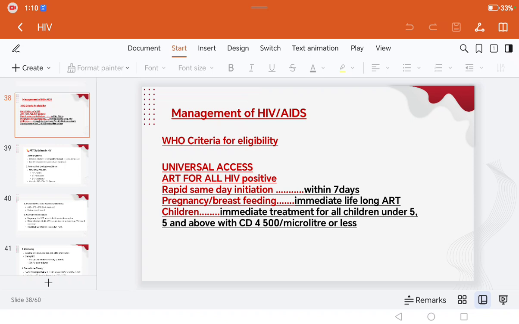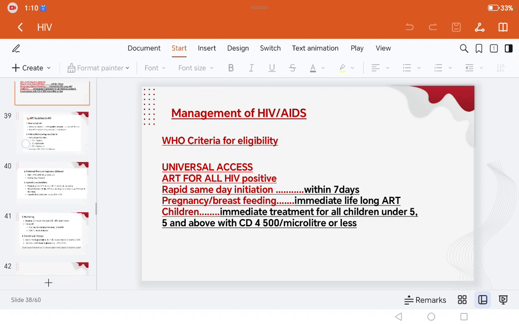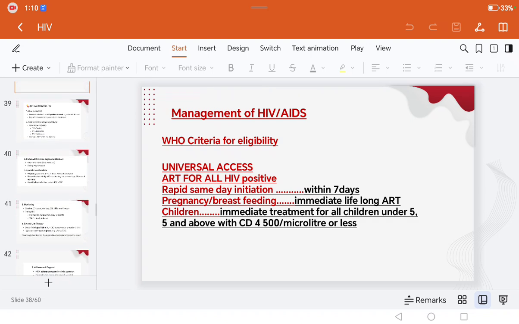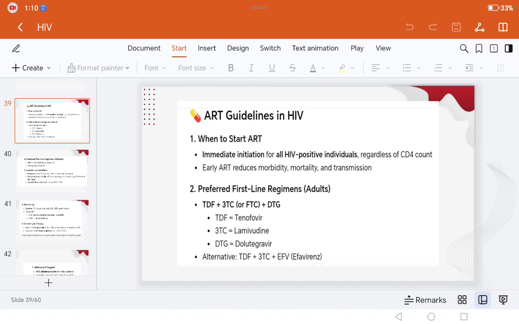Now the management of HIV/AIDS. According to the WHO, the criteria of eligibility is that universal access should be given for all HIV positive patients for ART, and rapid same-day initiation is recommended within 7 days. In pregnancy and breastfeeding, immediate lifelong ART is indicated. In children, immediate treatment for all children under 5, and in children of 5 years and above, if CD4 count is 500 or less, then ART is indicated.